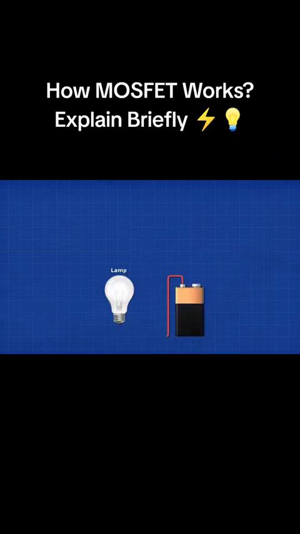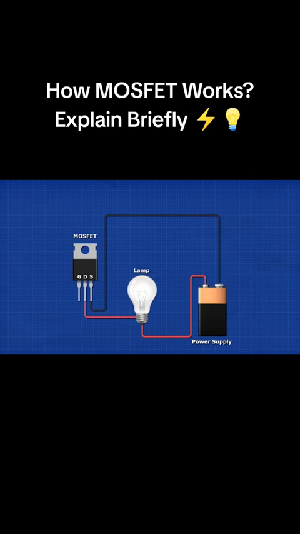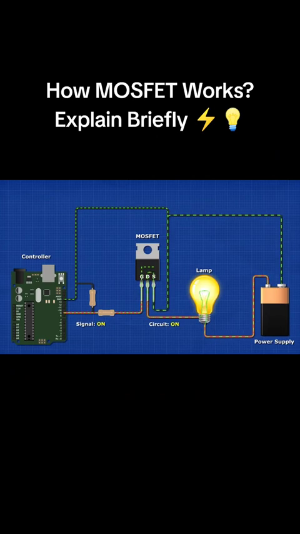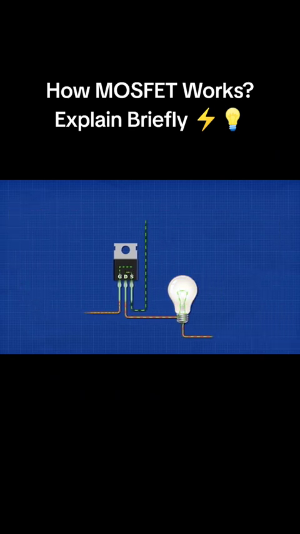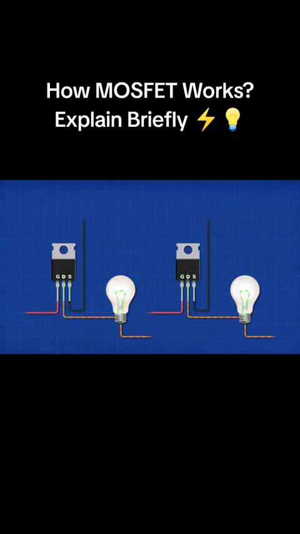If we take a lamp and we connect it to a power supply, it will turn on. If we insert a switch, we can manually control this. If we insert a Mosfet between the drain and source pins, the lamp will remain off until we apply a voltage to the gate pin. And that means we can use a controller or sensor to turn the lamp on automatically. But if we vary the voltage on the gate pin, we can vary the current flowing through the main circuit. And that means we can also dim the lamp as well as turning it on and off automatically.